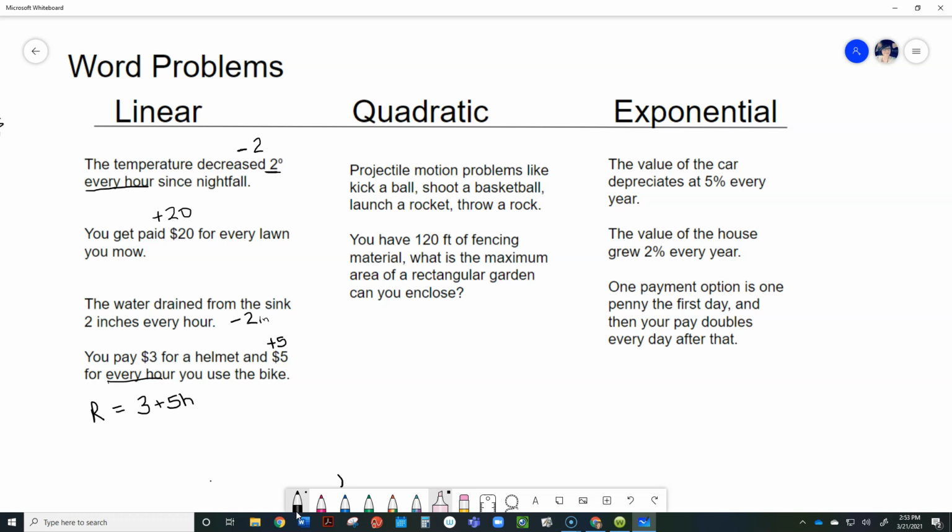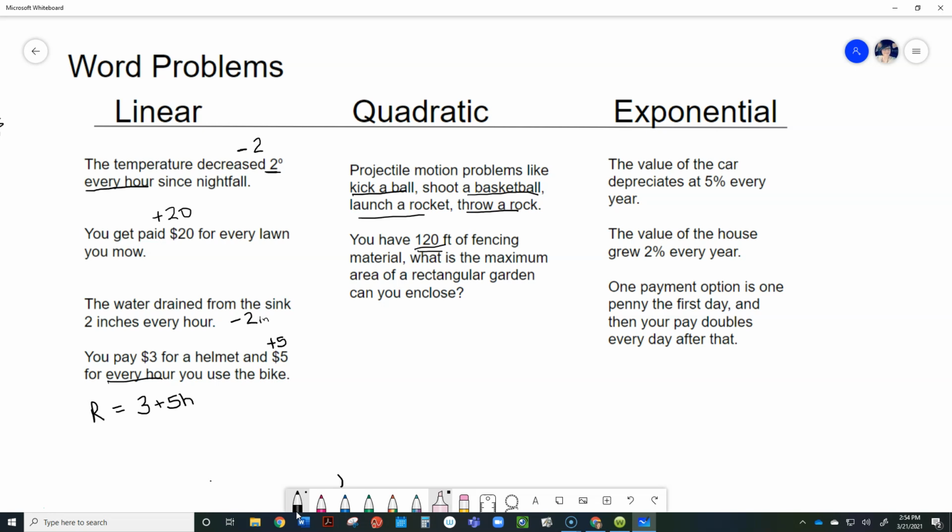For quadratics, you were doing something with projectile motion. You were either kicking a ball or shooting a basketball, launching a rocket, throwing a rock. And then we also had the problems where you had a certain amount of fencing, and then they wanted you to either maximize or minimize the rectangular area. So those were the examples of the quadratic.